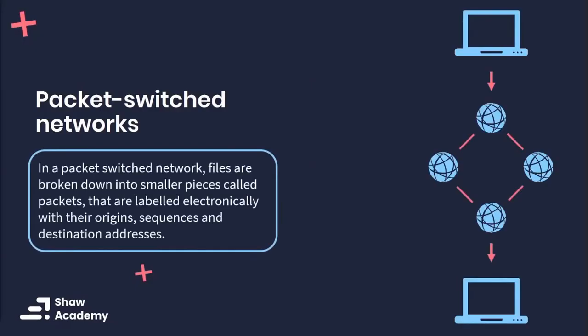Essentially, in a packet switch network, files are broken down into small pieces or chunks, if you will. These packets are labeled electronically with the origin, sequence, and destination address over a network, hence the name packet switch network. Each packet can take different paths along a network from the sender until it arrives at the receiver, the destination of that particular packet. Generally speaking, when we talk about labeled electronically, we refer to the fact that each packet is labeled with an IP address from the sender as well as the receiver.